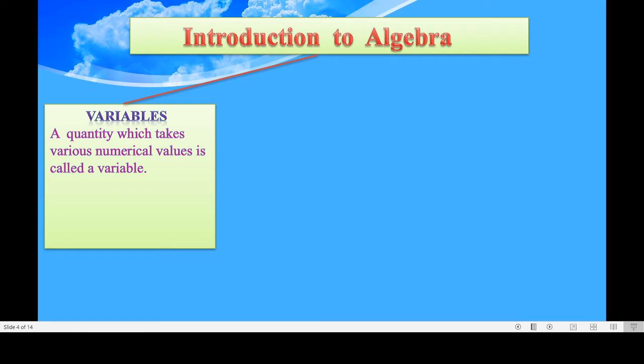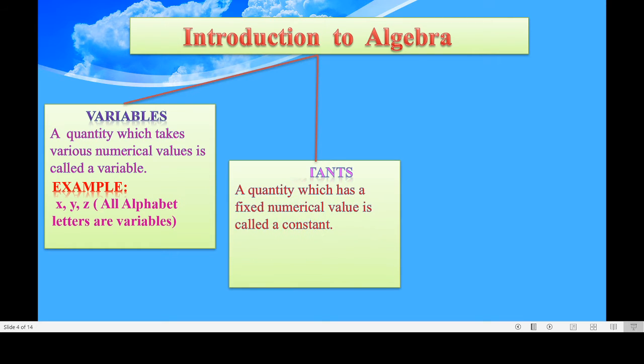Variables are nothing but a quantity which takes various numerical values. For example, x, y, z are examples for variables. In short, we can say all the alphabetical letters are called variables. Next, you have learned constant. Constant is nothing but a quantity which has a fixed numerical value. For example, 1, 2, minus 5, 2 by 3, minus 5 by 4. In general, all the numbers, either positive or negative, even a fraction, are called constants.